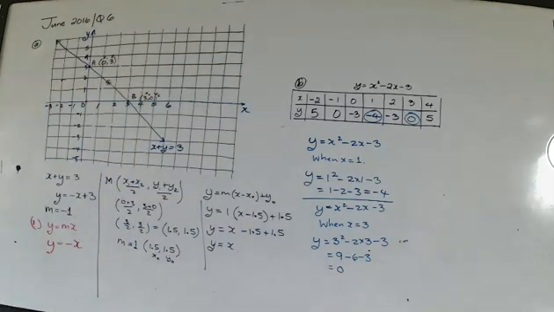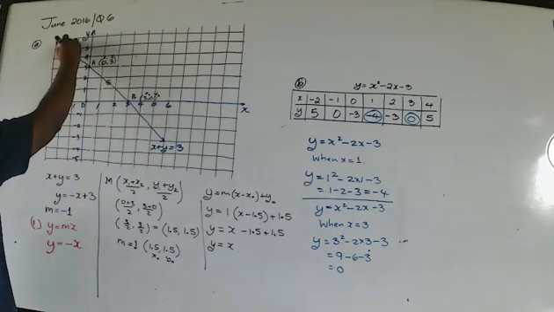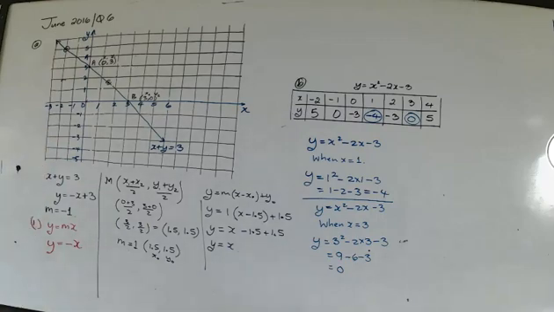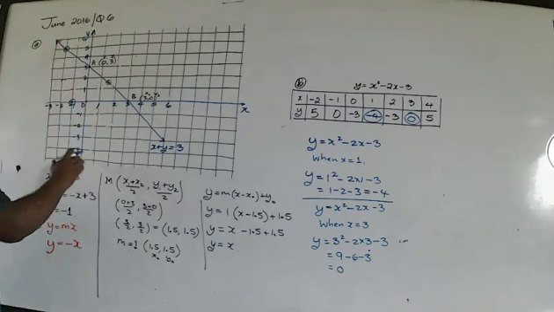Then they say next, on the same axis, draw the graph of y is equal to x squared minus 2x minus 3. So let's plot our points. The first point is minus 2, 5. Do you agree that this is the point? Next point, minus 1, 0. This is this point. The next point is 0, where x is equal to 0, y is minus 3. This is the point.